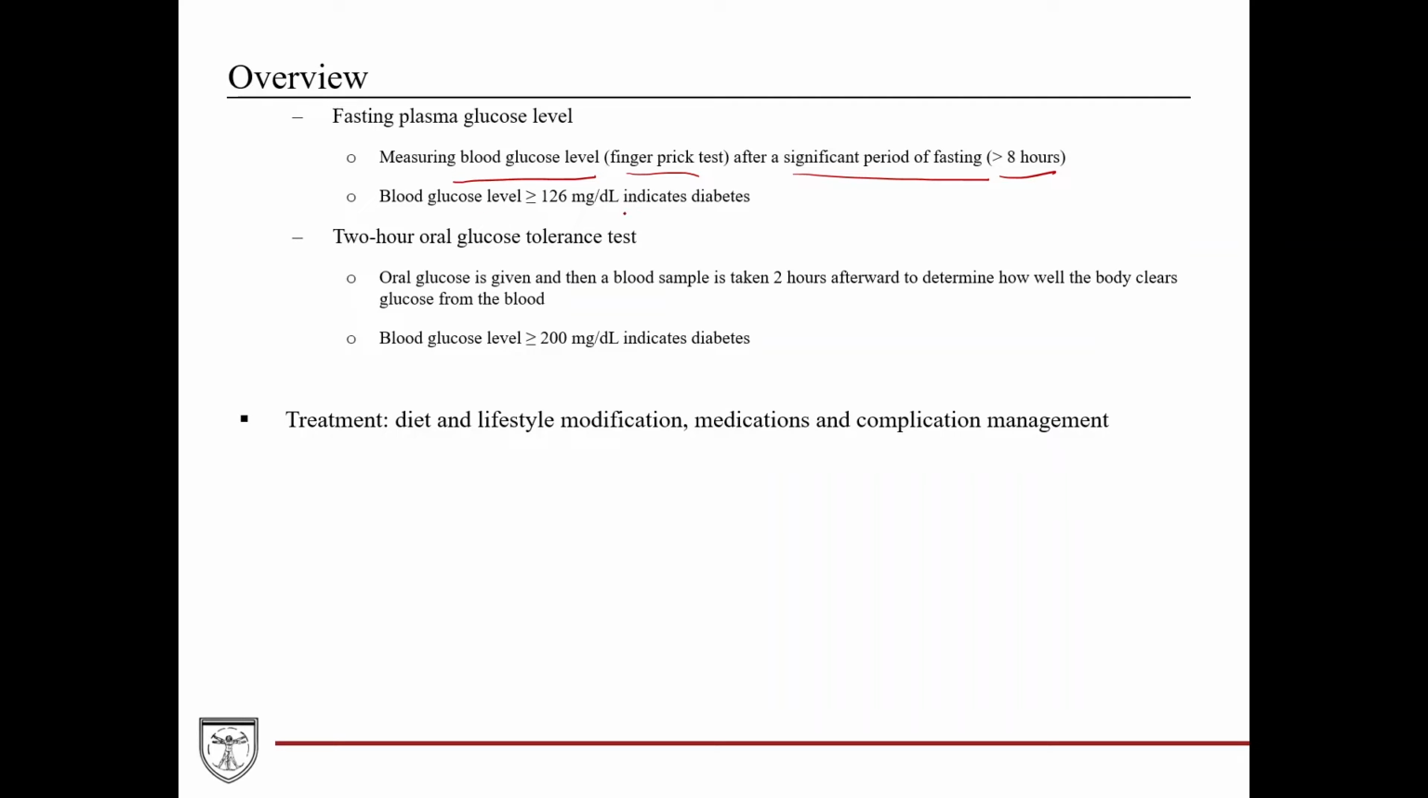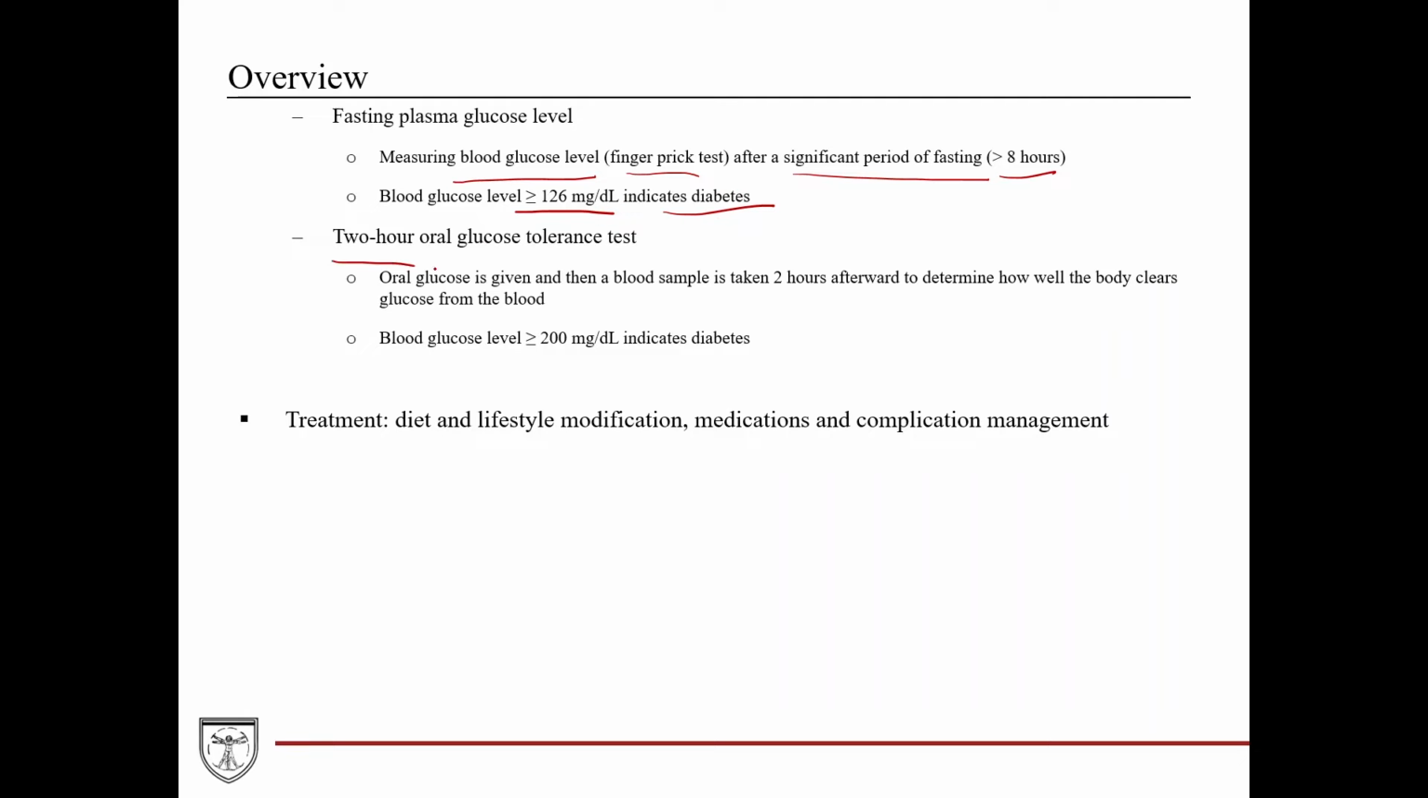And so someone with diabetes is still going to have really high levels of glucose even after fasting for 8 hours or more, because in that time they still haven't cleared it. They haven't taken it up into the cells. So if that blood glucose level is at 126 or higher milligrams per deciliter, that indicates the patient has diabetes.